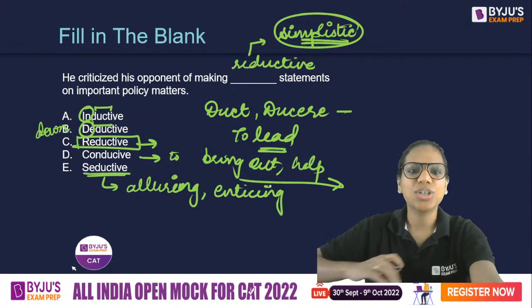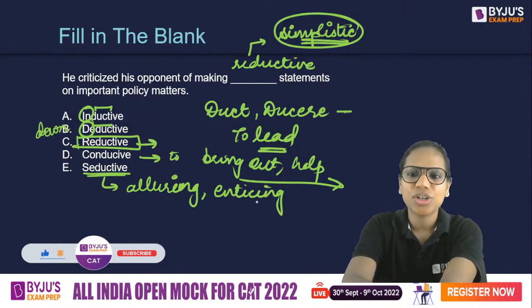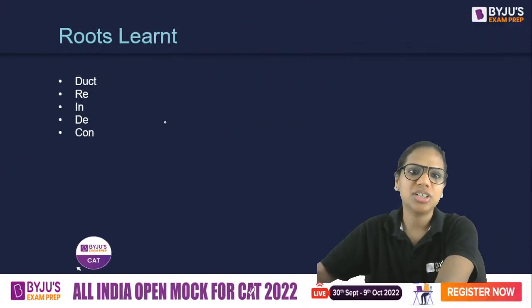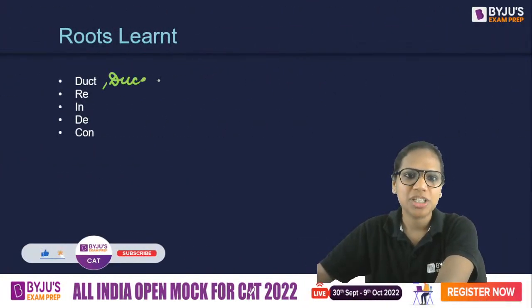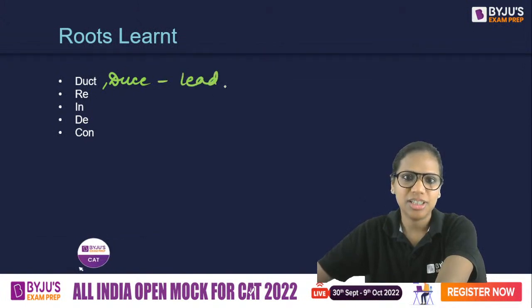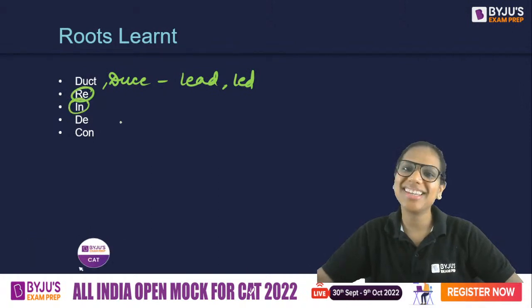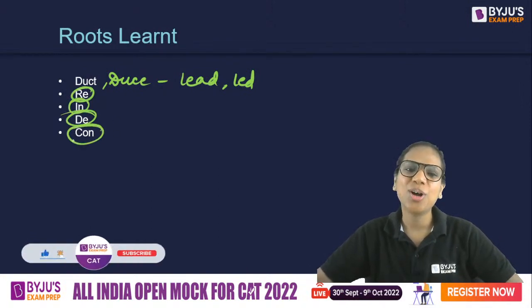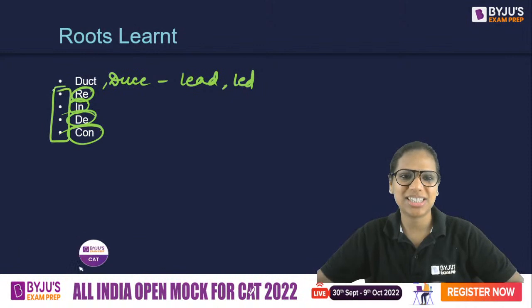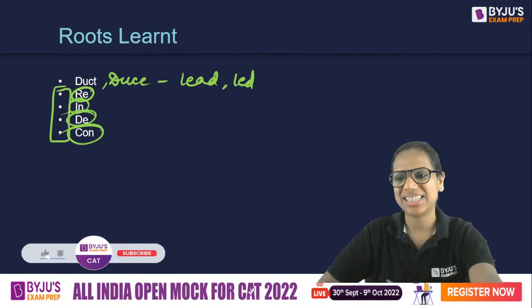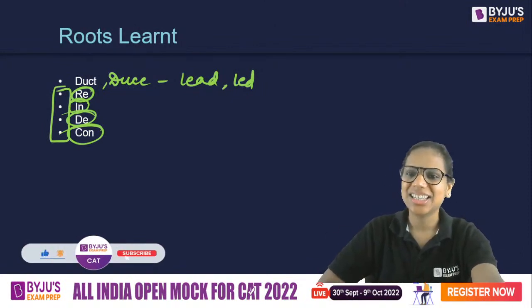So the root here was duct or deucer. You can also just learn duct or deuce, which means lead or led. Lead, to lead someone to something, or led. Re is back, in is into, de is down, con means together. All prefixes. Right?